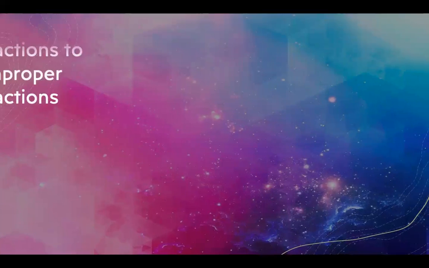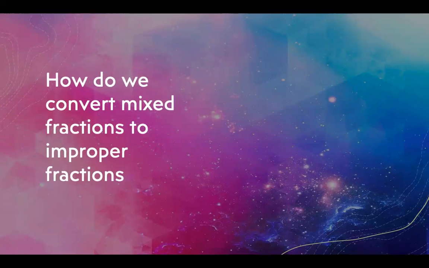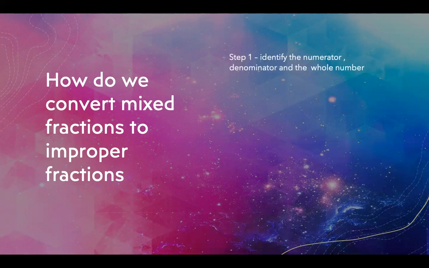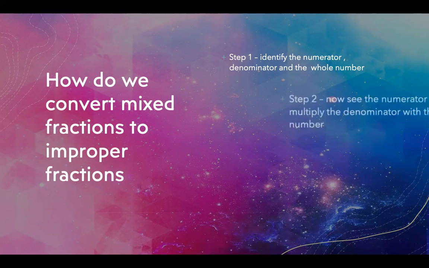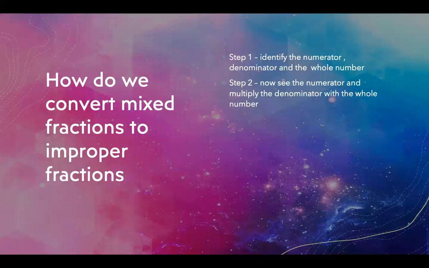Now let's look at another main point in this video. How do we convert mixed fractions to improper fractions? Step 1. Identify the numerator, denominator, and the whole number in the mixed fraction. Step 2. Now see the numerator and multiply the denominator with the whole number.